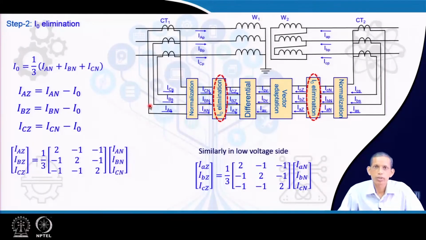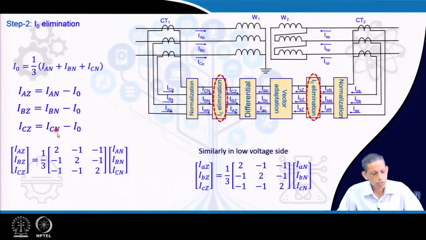Now, how to do the 0 sequence elimination. We know that the 0 sequence current is 1/3 of IA plus IB plus IC, both for the high voltage side and also for the low voltage side. So, from the individual phase currents we subtract the corresponding 0 sequence current. This is the high voltage side. From each one we subtract the 0 sequence current, and then we get IAZ, IBZ and ICZ. The Z here corresponds to the phase currents after the 0 sequence elimination or subtraction from the phase currents in the high voltage side.